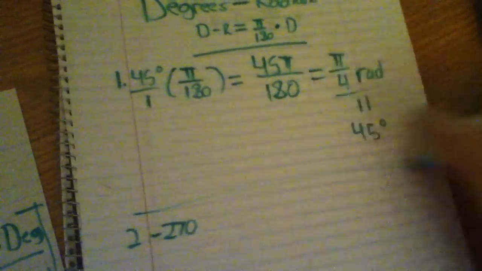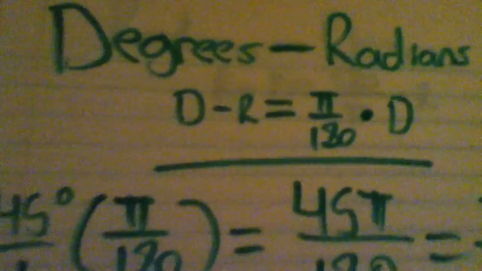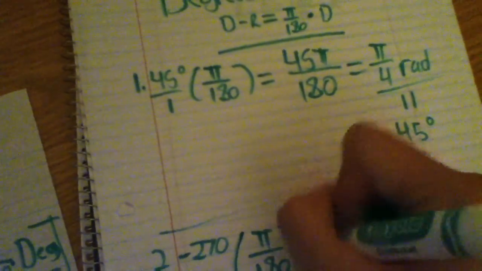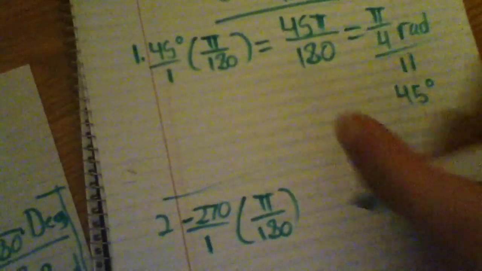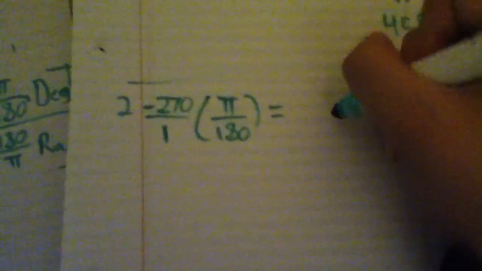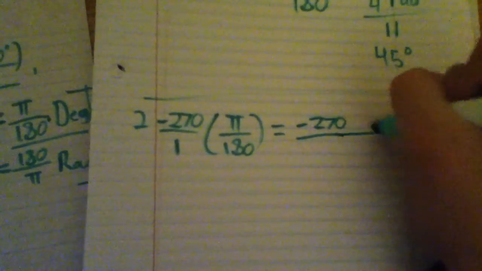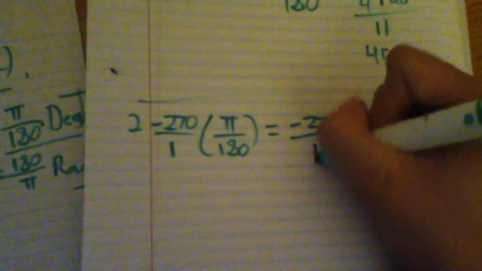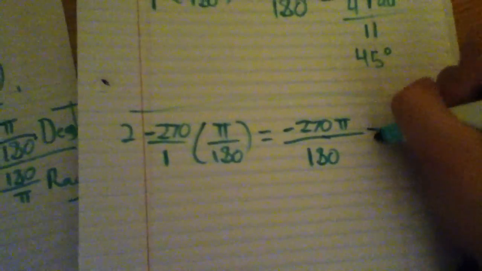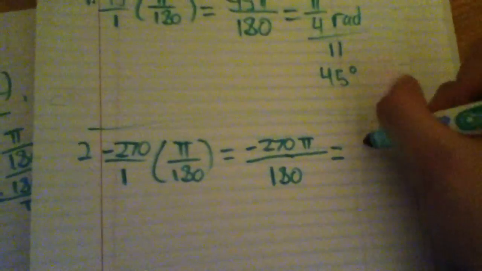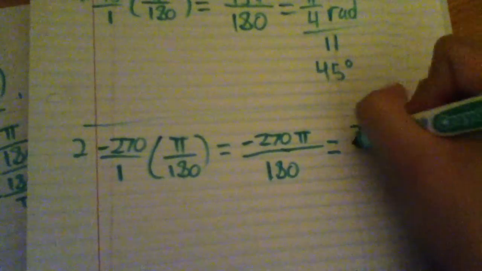So this is just a simple example. Now we'll go to a more complex one involving negatives. You still just have to multiply by pi over 180. So we'll just write that down, pi over 180. Convert it to a fraction as well, and that would equal negative 270 pi over 180. We just simplify this, and it would equal 3 pi over 2.